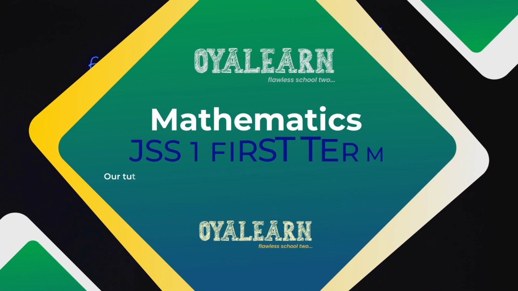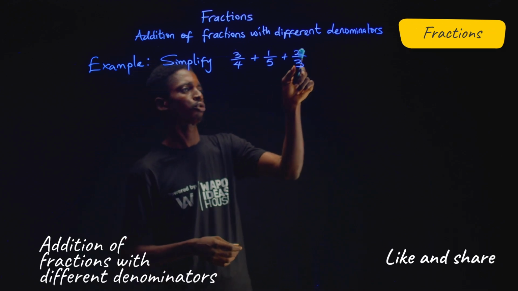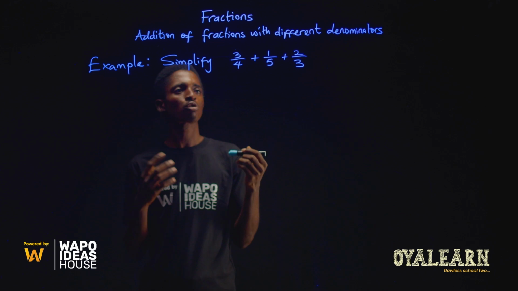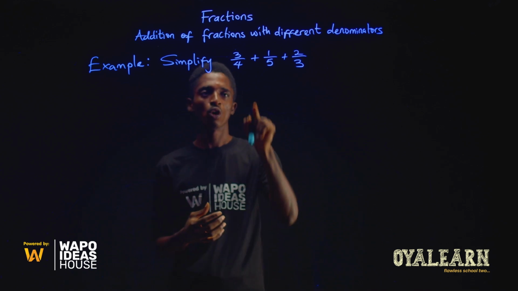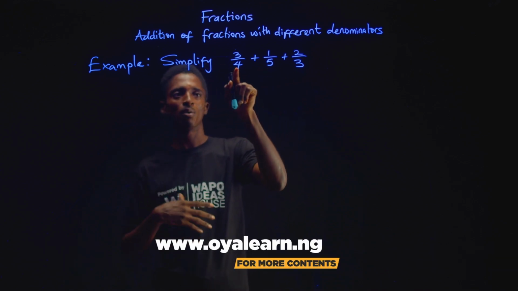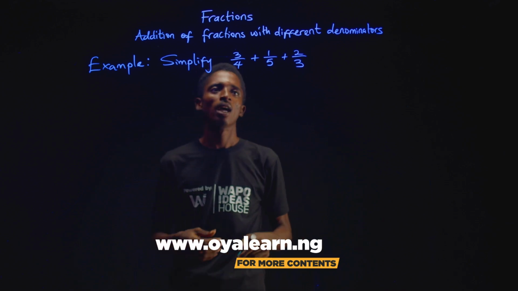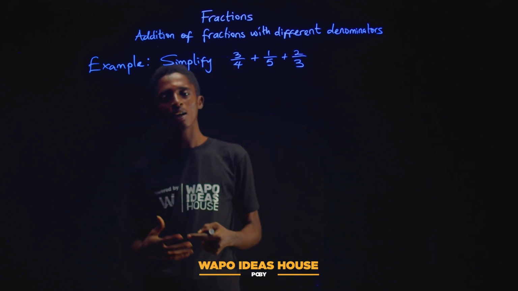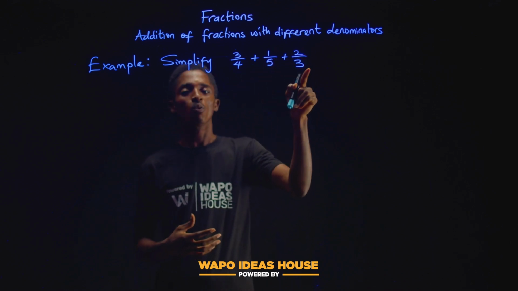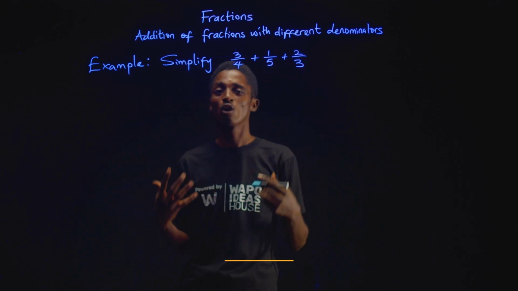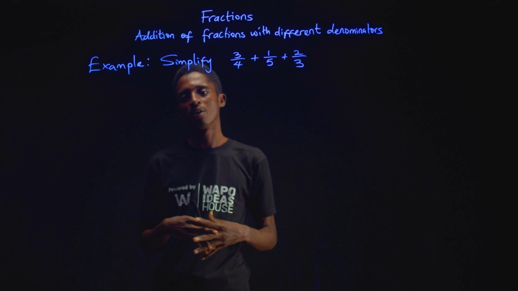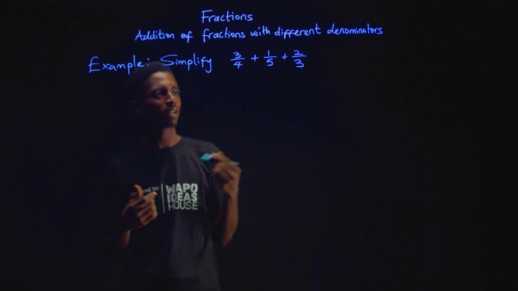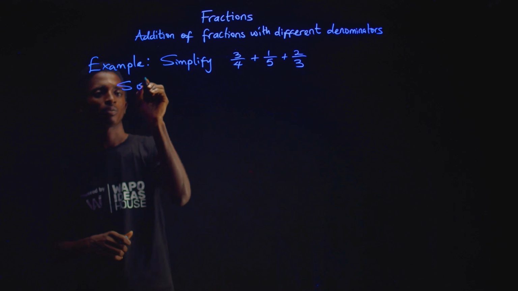Now let us apply the method's length to simplify 3 over 4 plus 1 over 5 plus 2 over 3. We mentioned that to solve addition of fractions like this, the first thing you want to do is to find the LCM of the denominators. In this case, LCM of 4, 5, and 3. After that, the next thing you want to do is to write the equivalent of these fractions with the LCM of the denominators as a common denominator. And then finally, you then add up those 3 equivalent fractions in this case. So let's apply it. Solution.